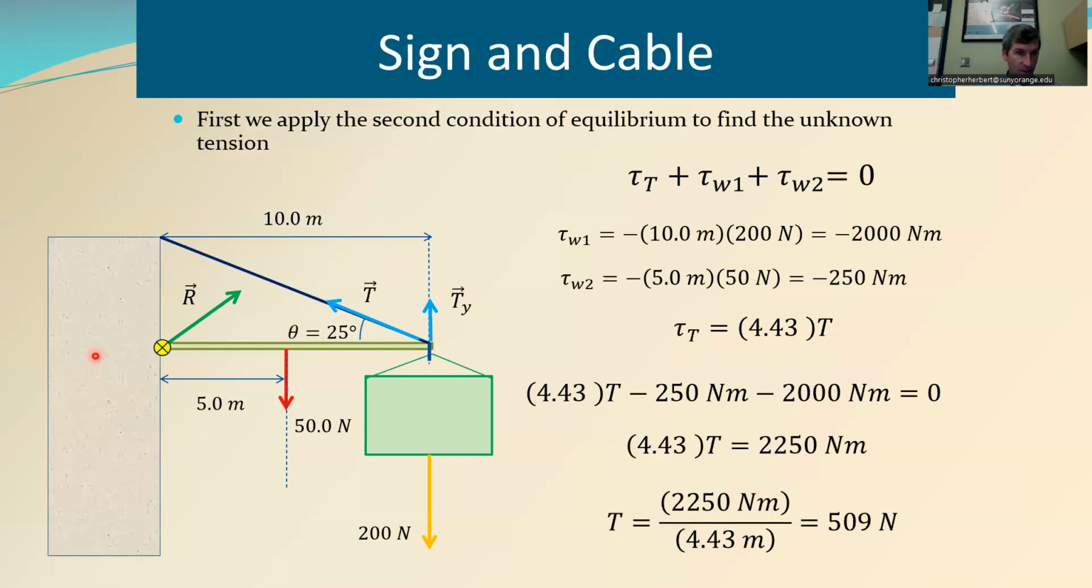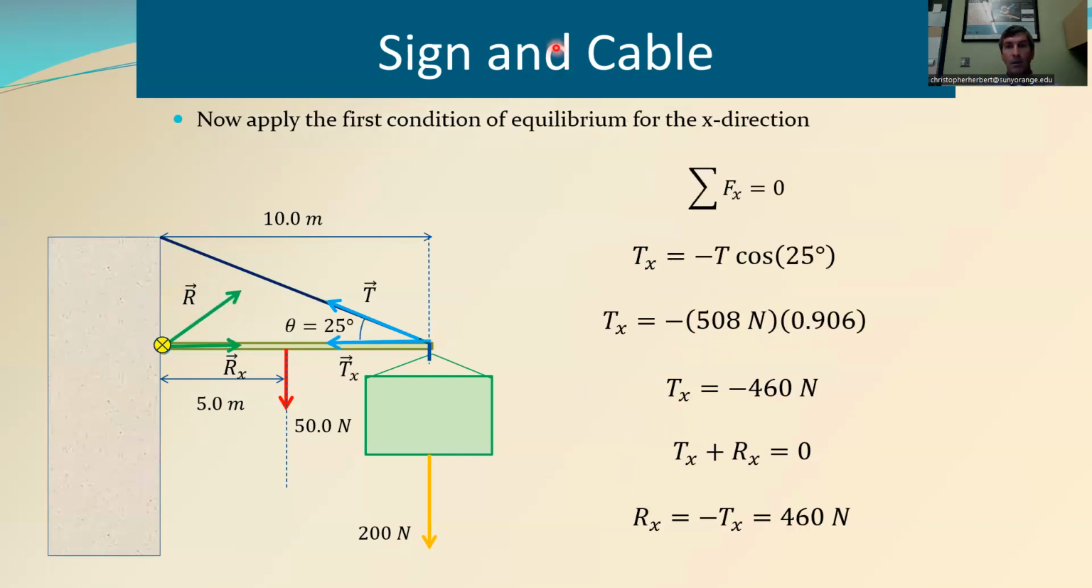Now we can use the first condition of equilibrium to find Rx and Ry. Sum of the force in the x direction equals 0. Only Tx, I should say only the tension has an x component, Tx, other than Rx. So our sum of the forces are going to be Tx plus Rx is equal to 0. This gives me my component for the reaction force in the x direction. It just opposes the x component of the force of the tension.